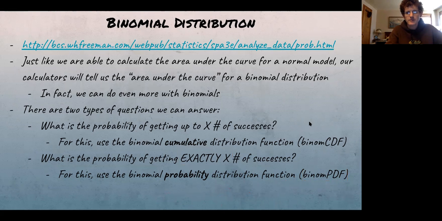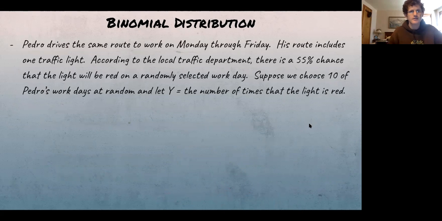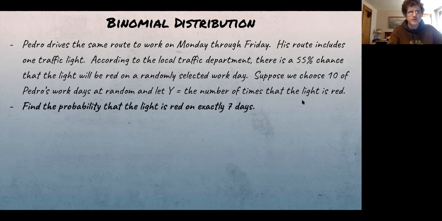But now we can do this on our calculator, and I will show you how this is done. So this is the scenario I was talking about. Pedro drives to work, 55% chance of a red light, 10 work days. Okay, we're good to go. Find the probability that the light is red on exactly 7 days. We already did this by hand. Now I'm going to show you on the calculator.